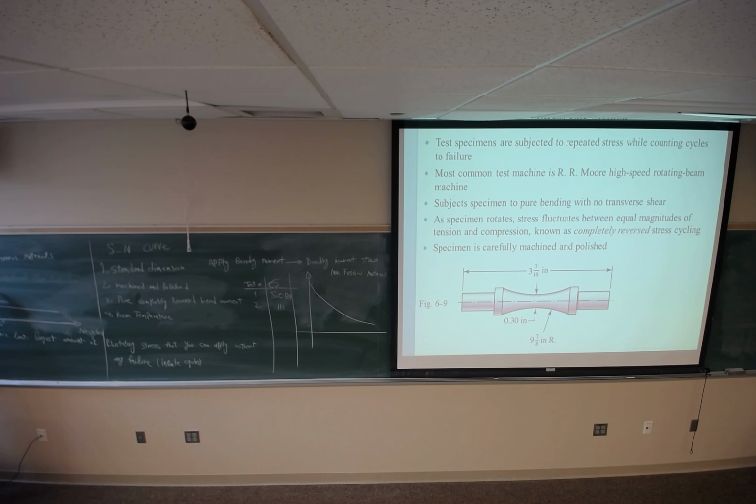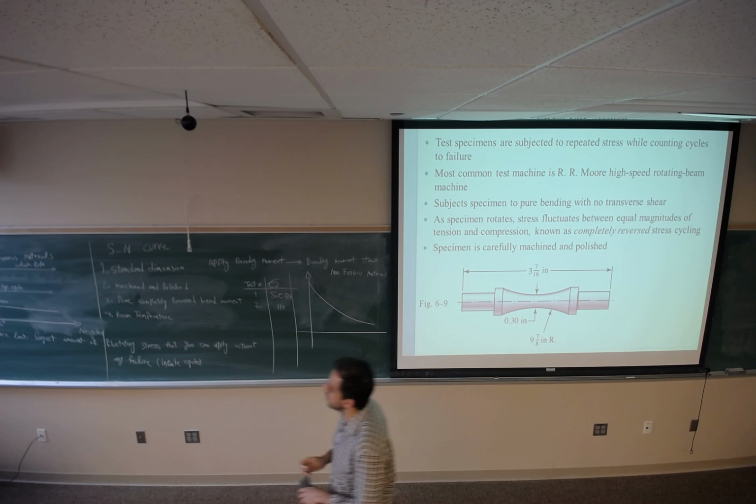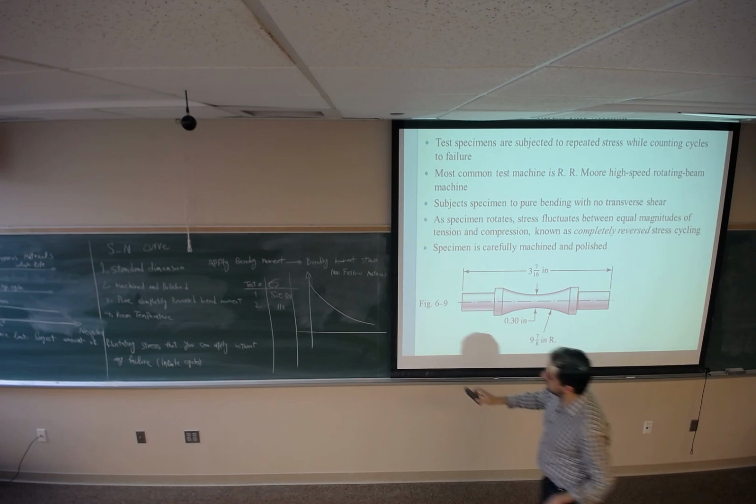So for that reason, I define two regions. Finite life, and after that, infinite life. From 1 cycle to 1,000 cycles, we call it low cycle. And after 1,000, we call it high number of cycles. So these are some definitions that we can make.